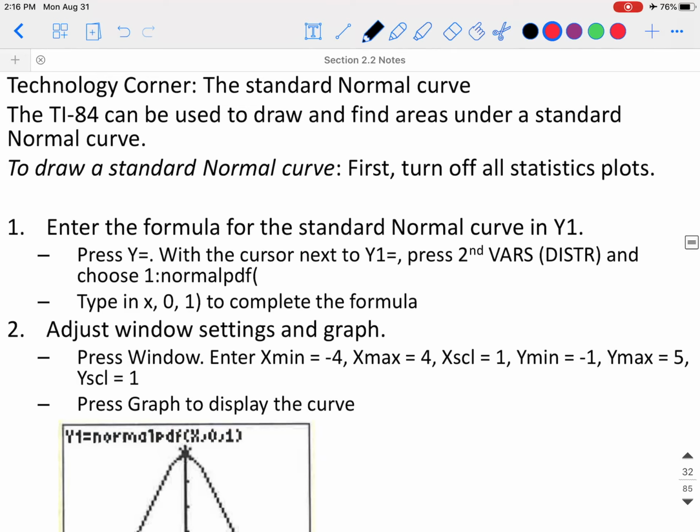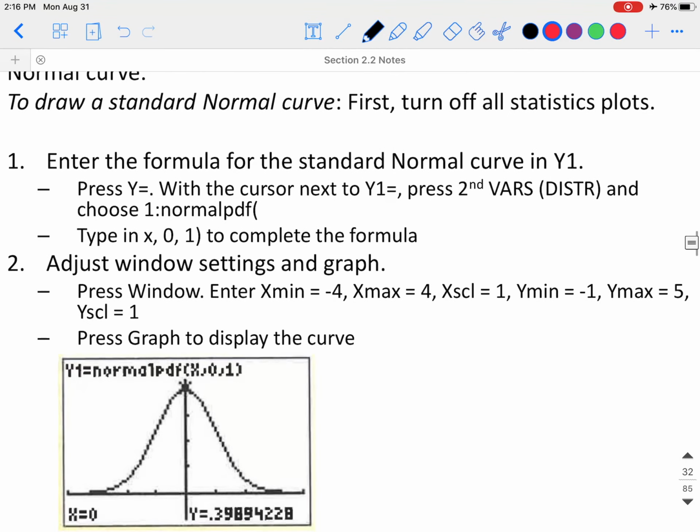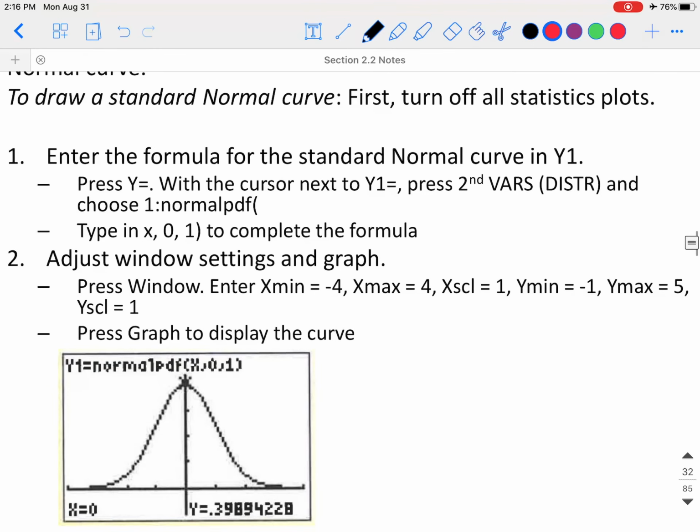Now you can also use your graphing calculator to do this. If you want to draw a standard normal curve, first turn off all the statistics plots. Then you would enter the formula for the standard normal curve into y1. To do this, with the cursor next to y1 equals, hit second vars, which is distribution, and choose option 1, which is normalpdf.